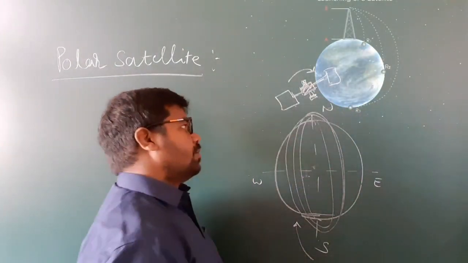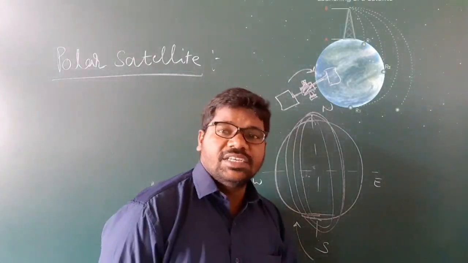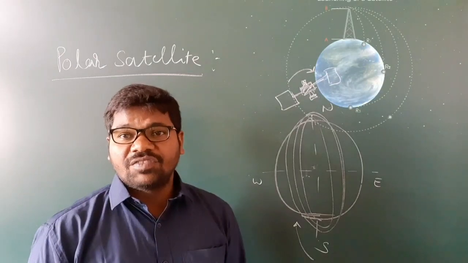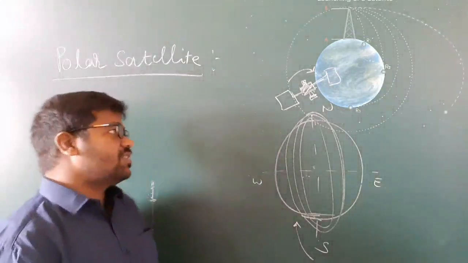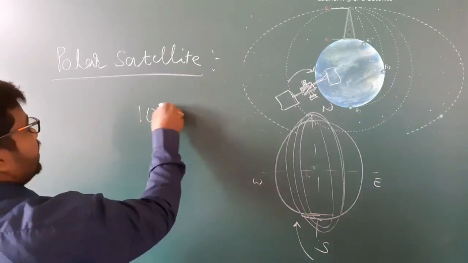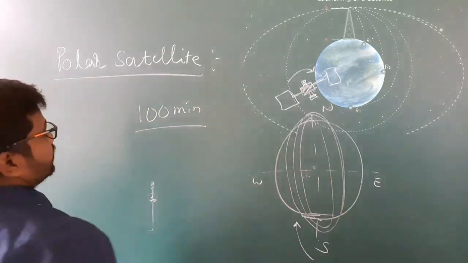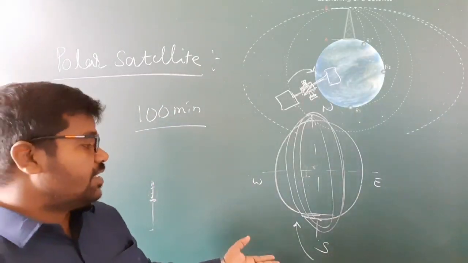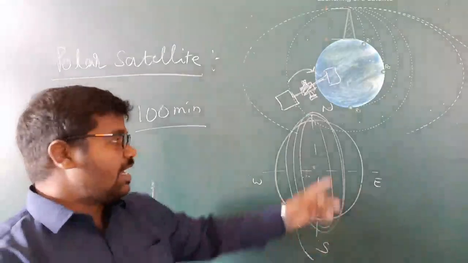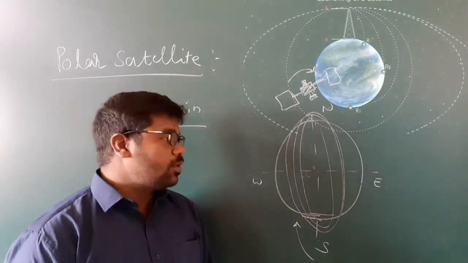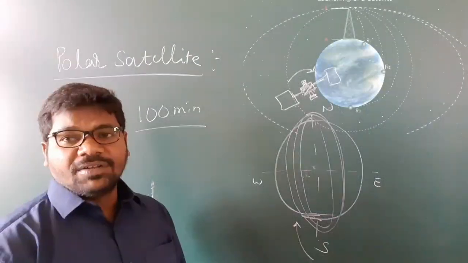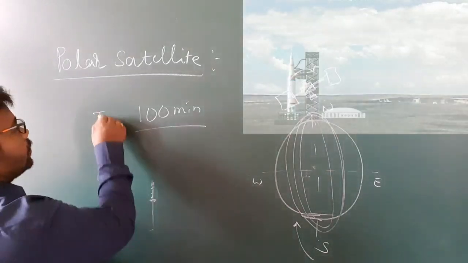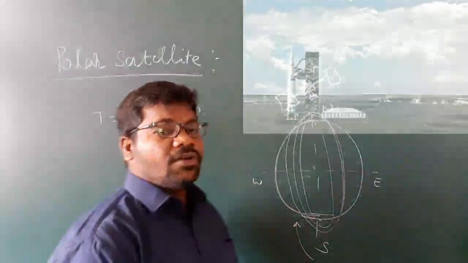So by seeing this, the sun synchronous satellite covers the total area of the Earth. Understand, the time period of this artificial satellite is 100 minutes. So every 100 minutes the satellite revolves around the Earth based on the poles, north and south poles, in a particular orbit. The time period of the satellite, T, is equal to 100 minutes.